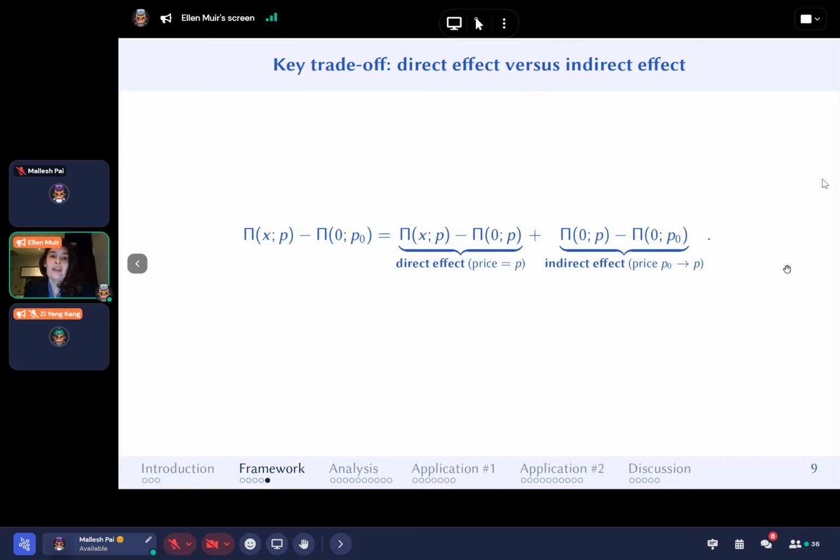Okay, and then in terms of the key trade-off or problem that's faced by the designer, they basically face this trade-off between the direct effect versus the indirect effect of the policy. What we're thinking about in terms of the direct effect is the direct effect that the allocation has on the payoff or the objective of the designer, holding the price in the aftermarket fixed.